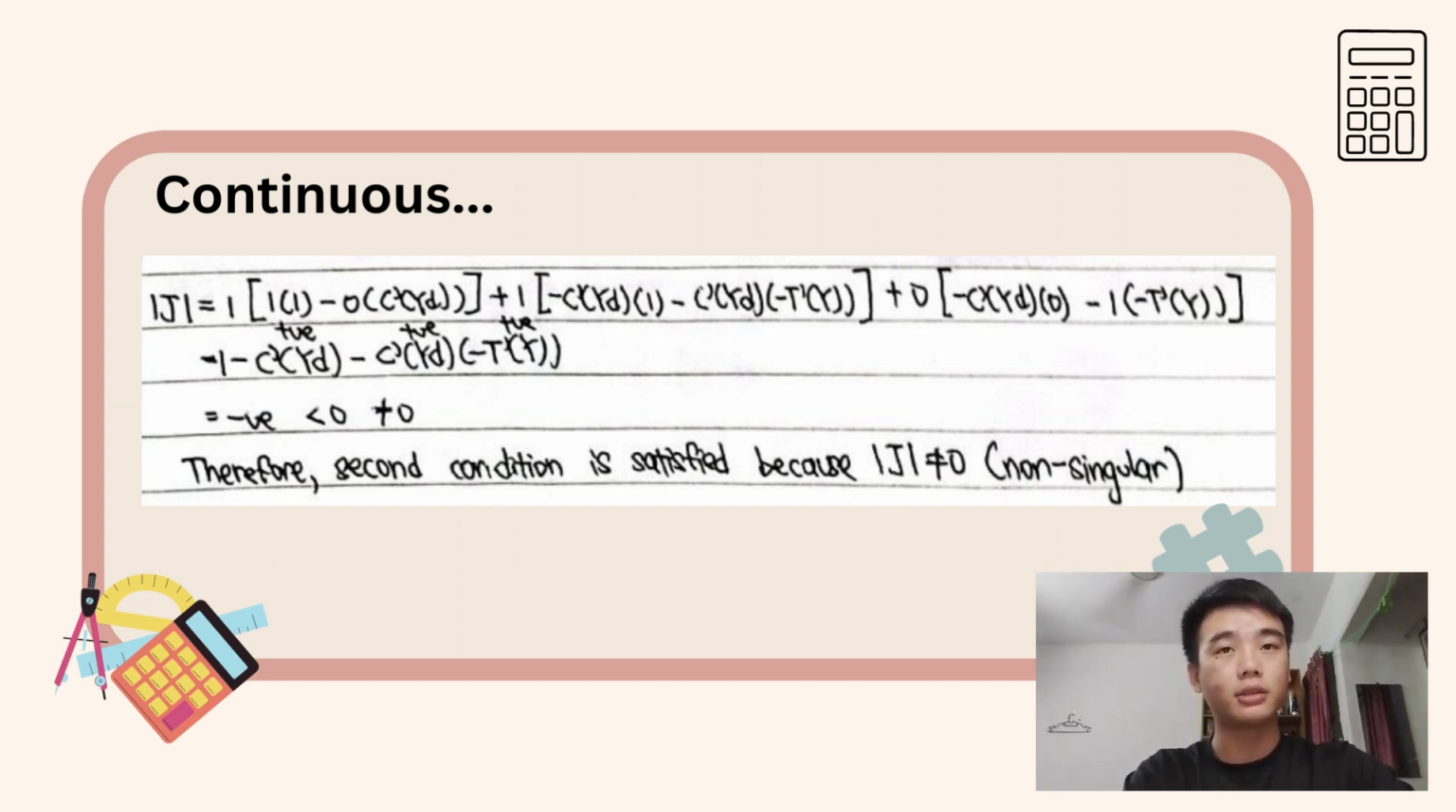So the answer is 1 multiplied by (1 times 1 minus 0 times c prime of yd) plus 1 multiplied by (negative c prime of yd times 1 minus c prime of yd times negative t prime of y) plus 0 multiplied by (negative c prime of yd times 0 minus 1 times negative t prime of y). And the answer is 1 minus c prime of yd minus c prime of yd times negative t prime of y.